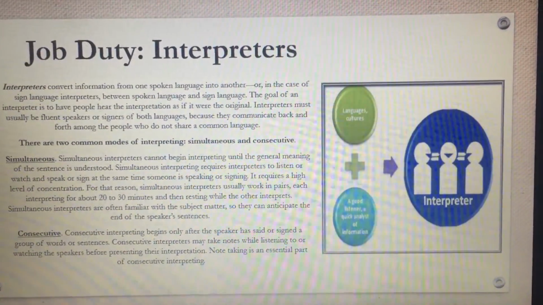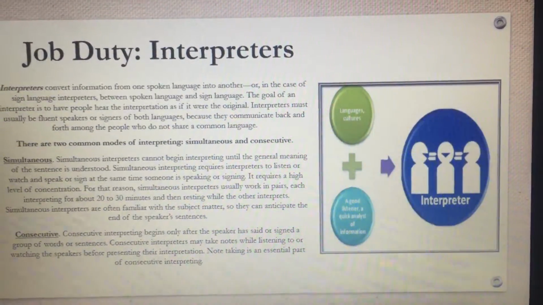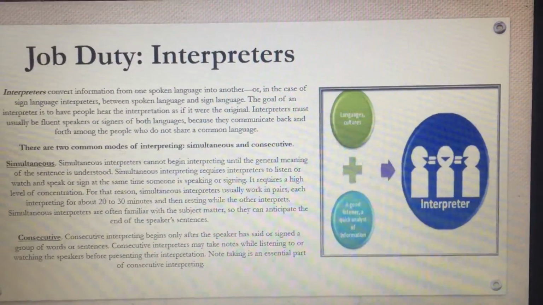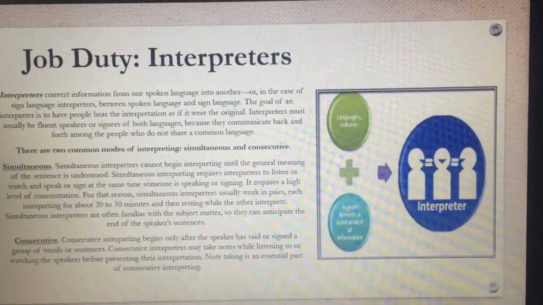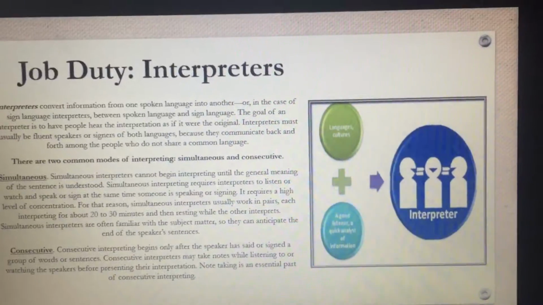Interpreters must usually be fluent speakers or signers of both languages because they communicate back and forth among the people who do not share a common language. There are 2 common modes of interpreting: simultaneous and consecutive.